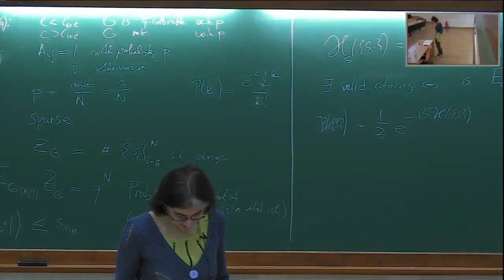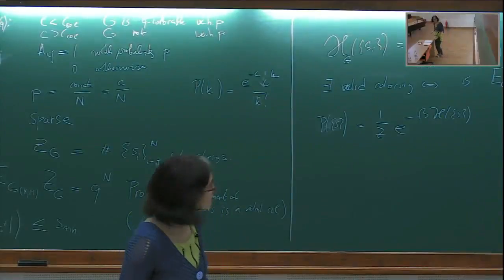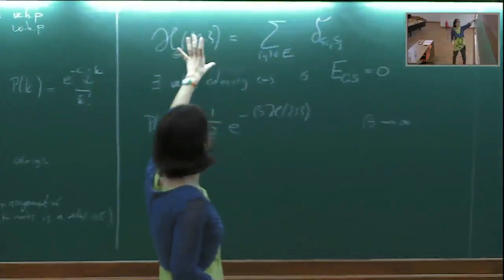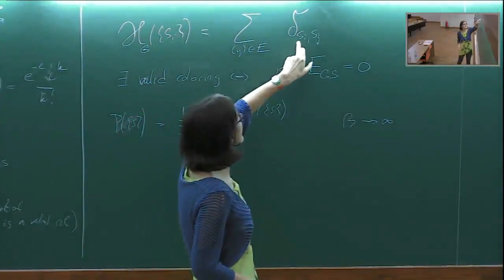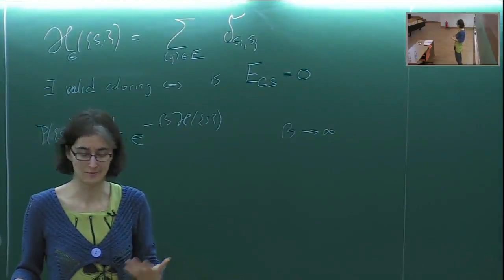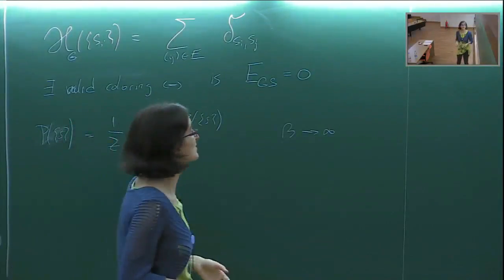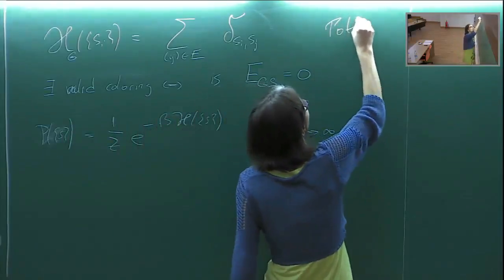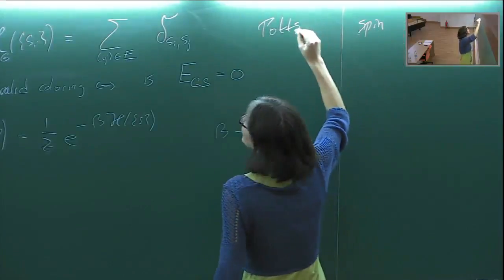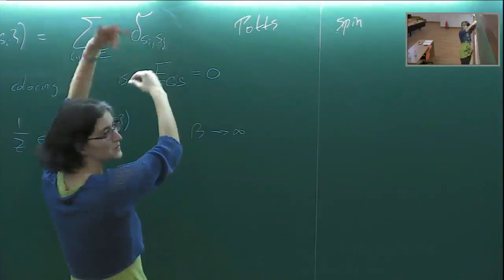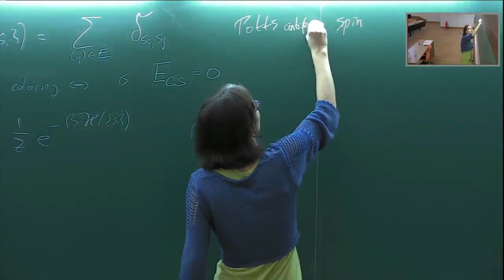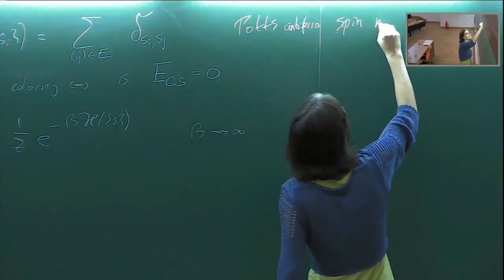Okay, that's it. So now I wrote what it is mathematically. How would we call this in physics? These colors would be Potts spins. The Potts model is when we have exactly these types of spins. So it's a Potts spin model. And what's the interaction? We don't want them to be the same, so it's antiferromagnetic. Antiferromagnetic Potts spin model.